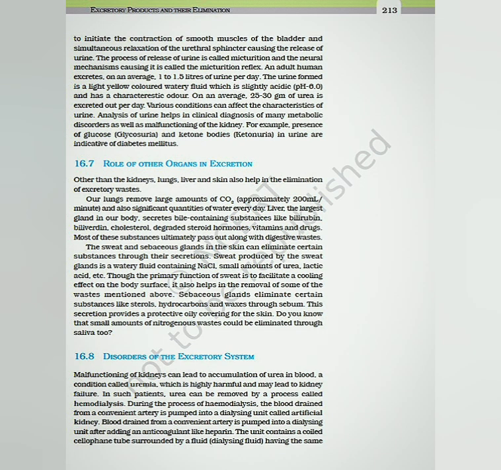The sweat and sebaceous glands in the skin can eliminate certain substances through their secretion. Sweat produced by the sweat glands is a watery fluid containing sodium chloride, NaCl, a small amount of urea, lactic acid, etc. Though the primary function of sweat is to facilitate a cooling effect on the body surface, it also helps in the removal of some of the wastes mentioned above.